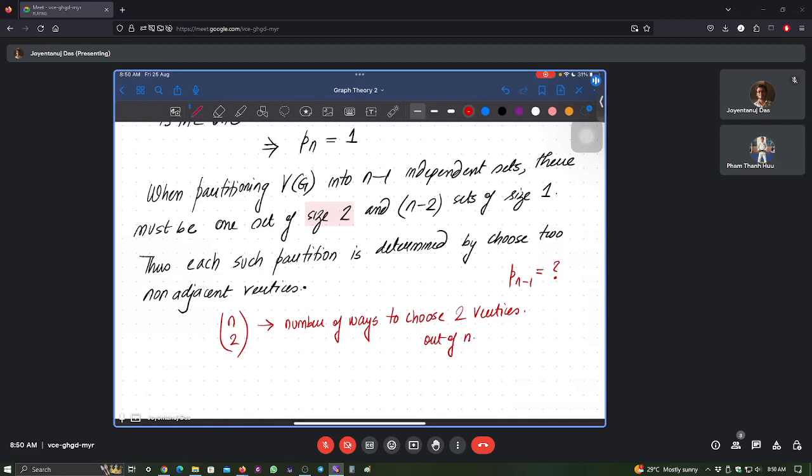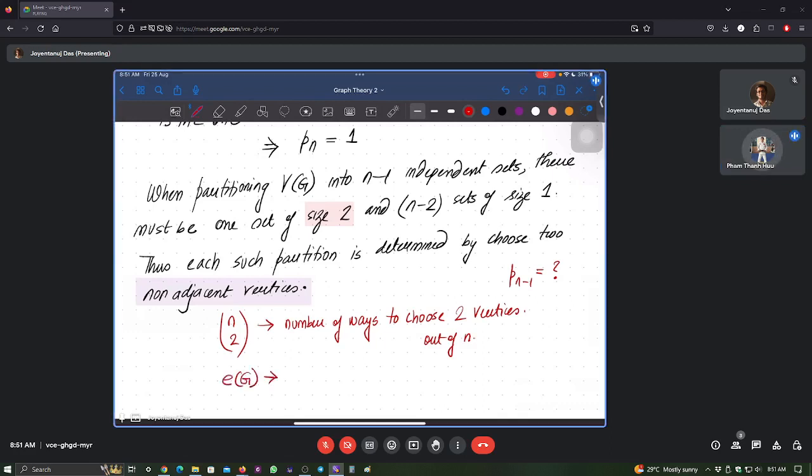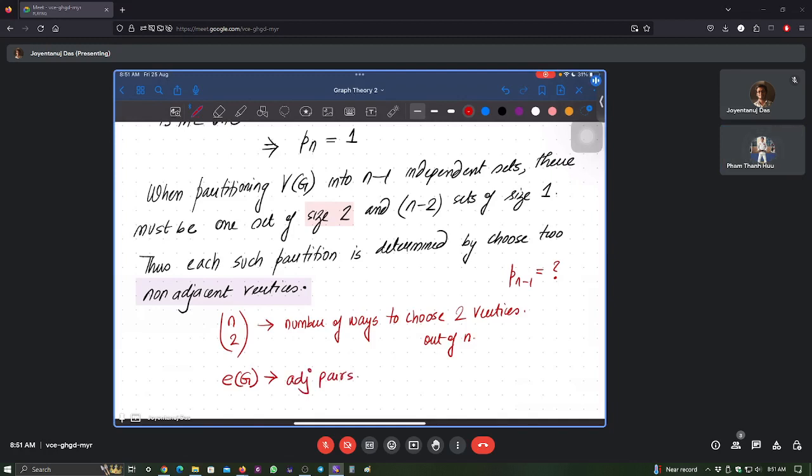But here the specialty is non-adjacent vertices. So out of this n choose two, how many are adjacent? The number of edges are the adjacent pairs. So the number of ways to choose non-adjacent pairs will be n choose two minus the number of edges, right?